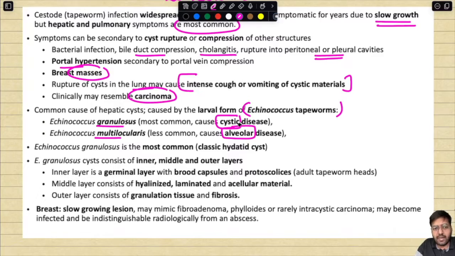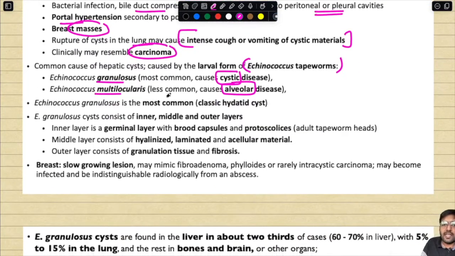Echinococcus multilocularis. Now, Echinococcus granulosus, as I told you, is the most common, causing the classic hydatid cyst in the liver, and not only the liver, they can also cause cysts in the lungs as well. It is not like the Echinococcus granulosus will only cause cysts in the liver. They can also cause them in the lungs.